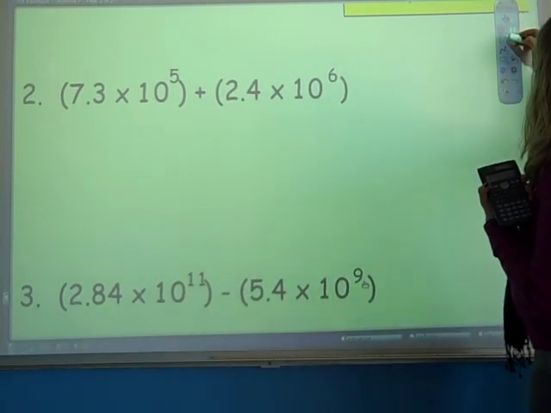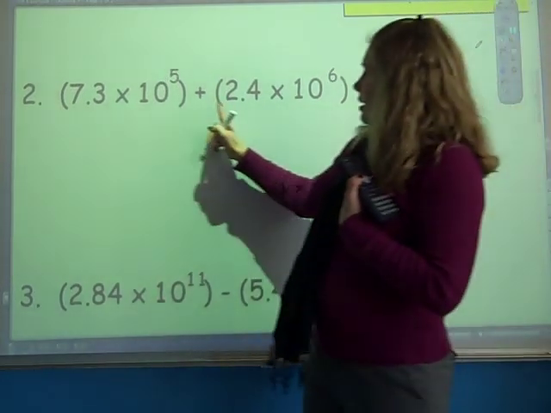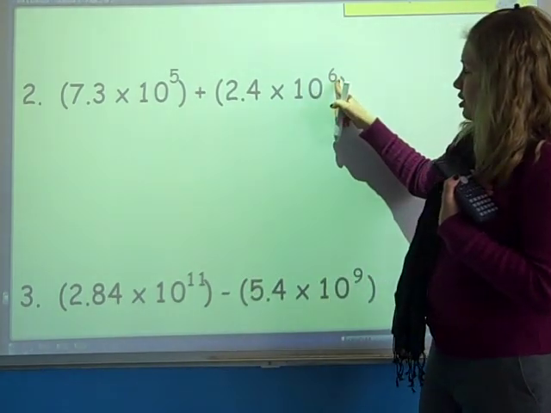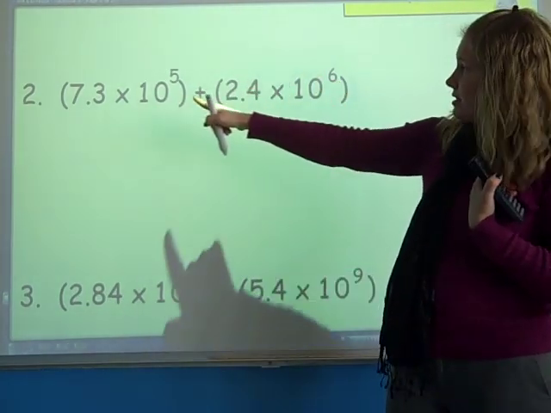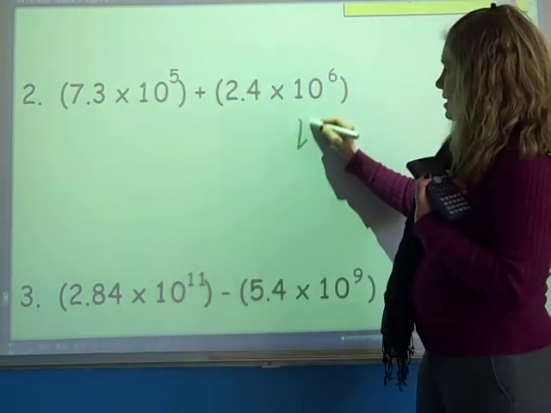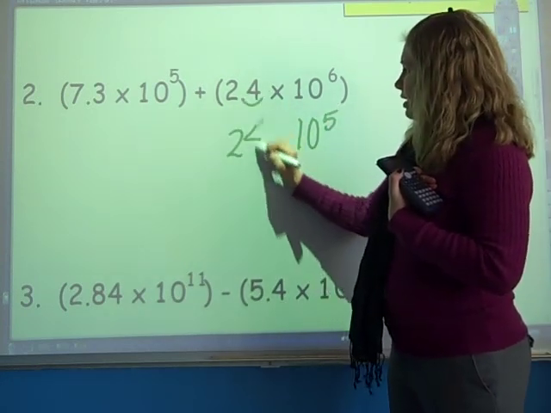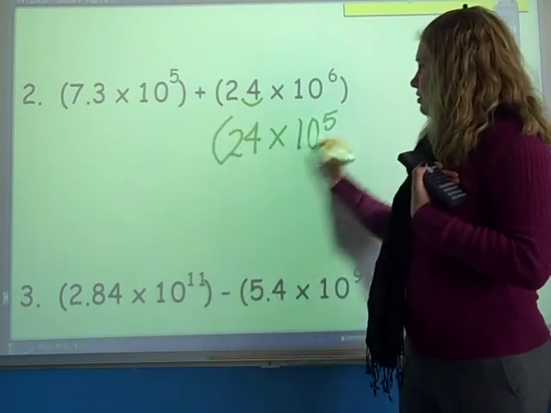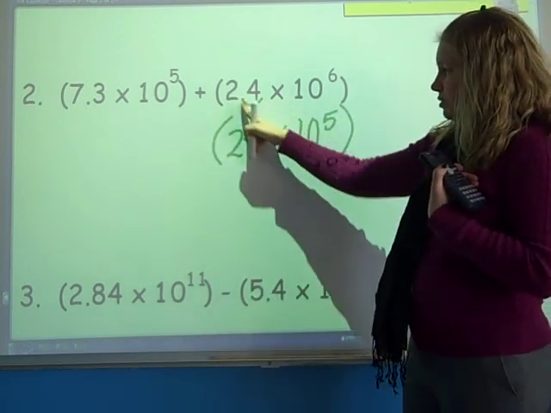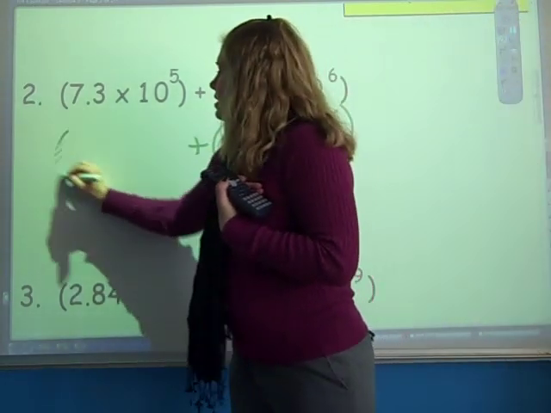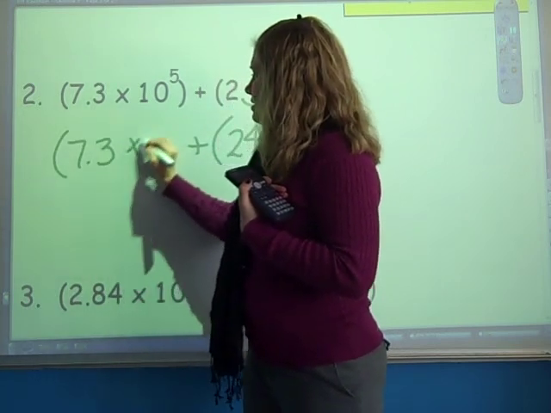Maybe we'll do 2 more because it's subtraction. Okay. Make these 2 the same. The larger one needs to become the same as the smaller one. So this needs to become 10 to the 5th. So you move this to the right. So it's 24 times 10 to the 5th. Because I took away 1, so I take away 1 here. Plus 7.3 times 10 to the 5th.